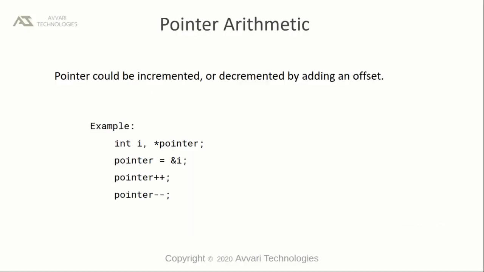Pointer arithmetic. Pointer could be incremented or decremented by adding an offset. Example, here we defined two variables, I and pointer. In pointer, we are storing the address of I. Now we are incrementing the pointer, then we are decrementing the pointer. This should work as expected, just like any other variable.